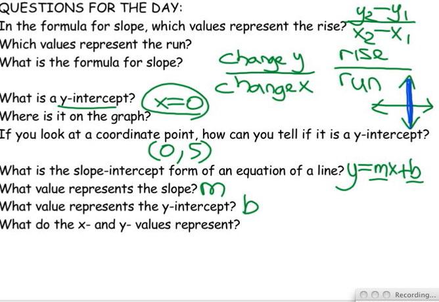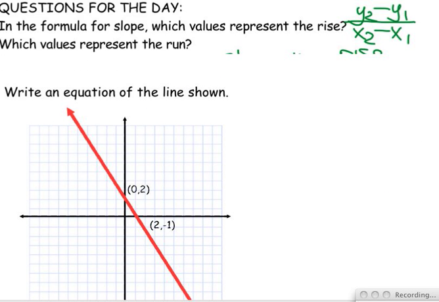What do the x and y values represent? They represent anything that matches up. Most of the time you're going to plug in a value for x, and then you're just going to come up with a value of y based on the equation. So that's how it works. You plug in a value for x, you multiply it by the slope, then you add the y-intercept, and you end up with your value of y. And those represent solutions of the graph.